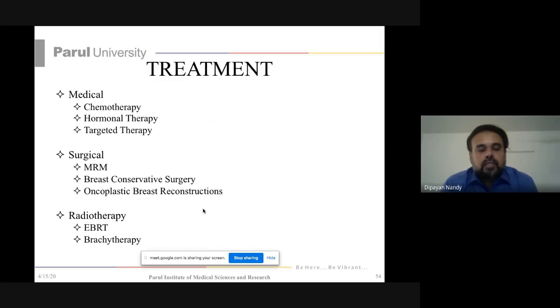But with advancement of diagnosis, advancement of better chemotherapies and better surgical techniques, we can now even conserve the breast and do a lot of reconstructions and oncoplastic surgeries, which of course we'll see a little later.